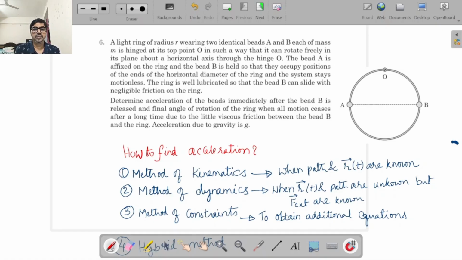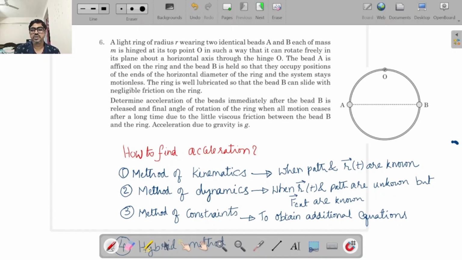A light ring, meaning a massless ring of radius r, is wearing two identical beads, A and B, each of mass m, and is hinged at the top point O. So O is the hinge point there. About that hinge it can rotate like this. The ring can rotate about the hinge, like a photo frame can rotate.